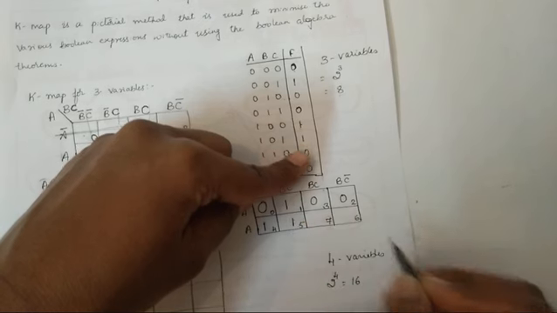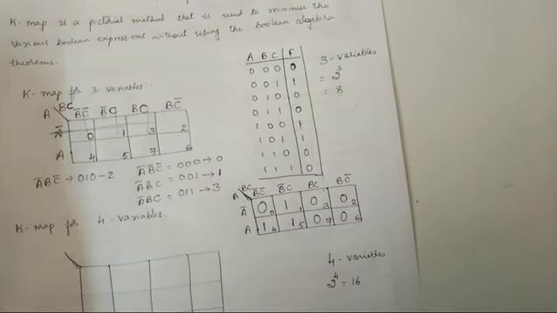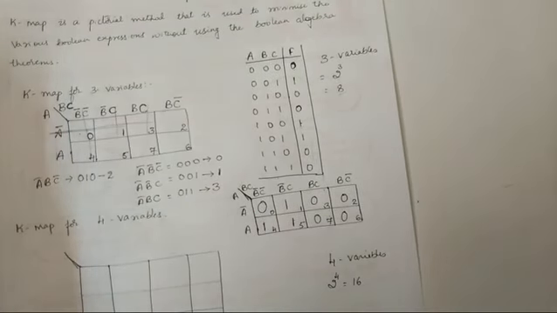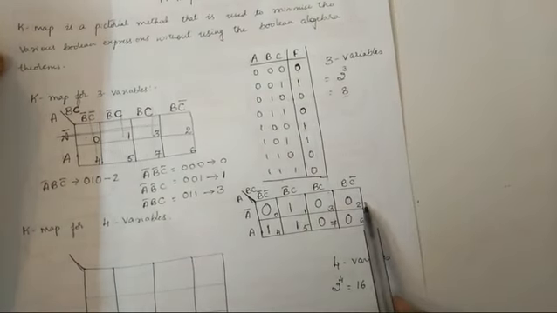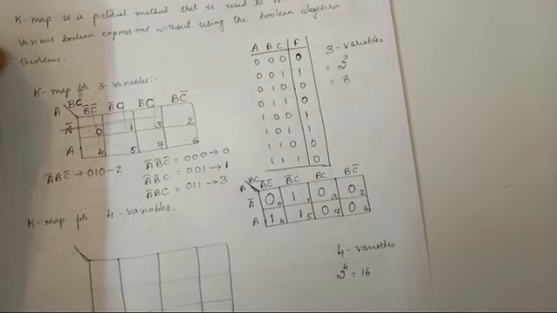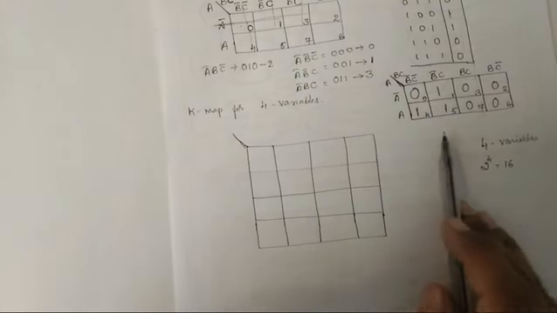5, 1. For 6, 0. For 7, 0. Okay, understood? So this is how we enter the output in a K-map. Now I'll show you how to write the skeleton for a 4 variable K-map, and then in the later videos I'll explain how to group the ones.